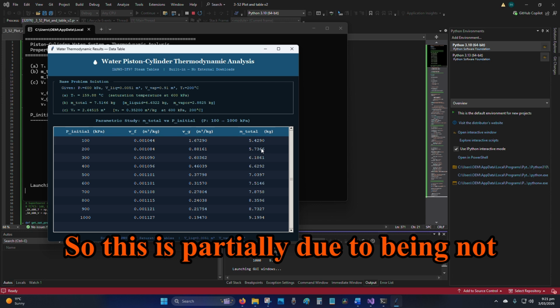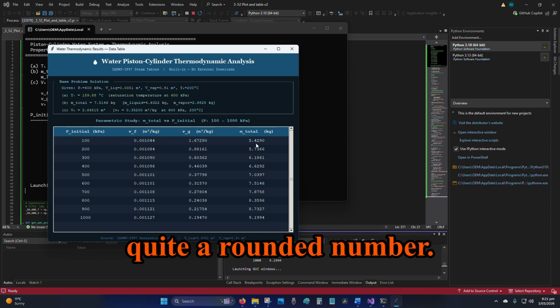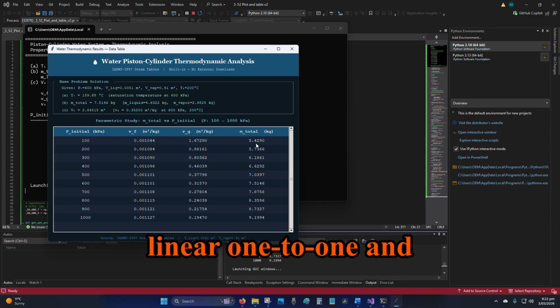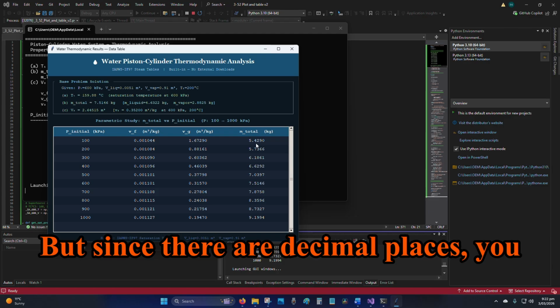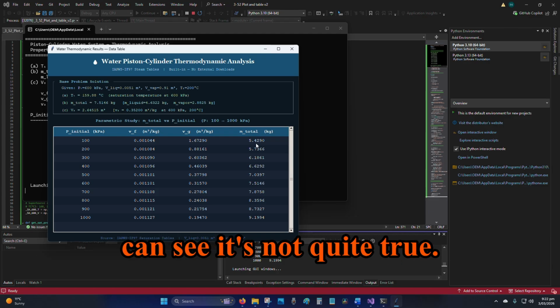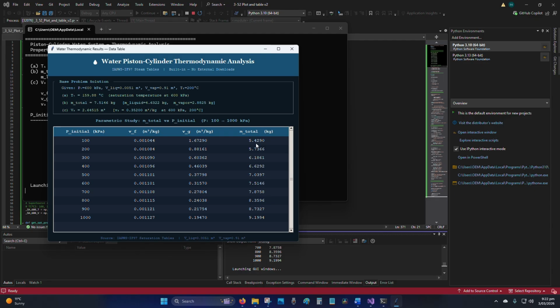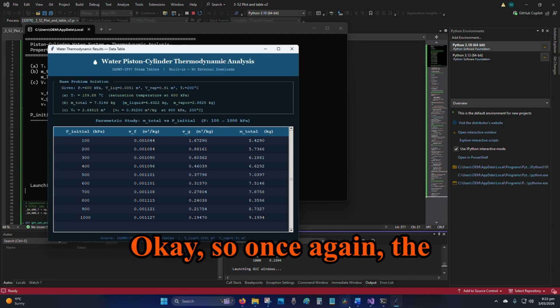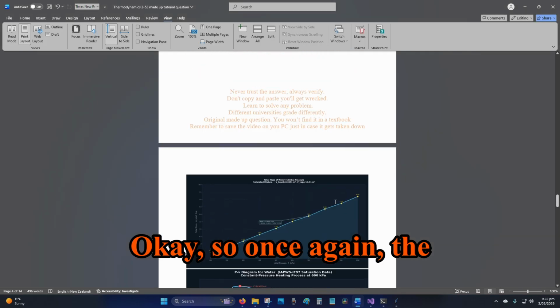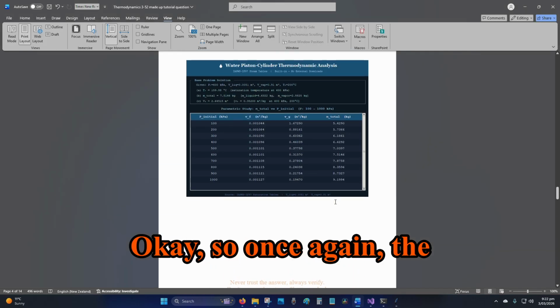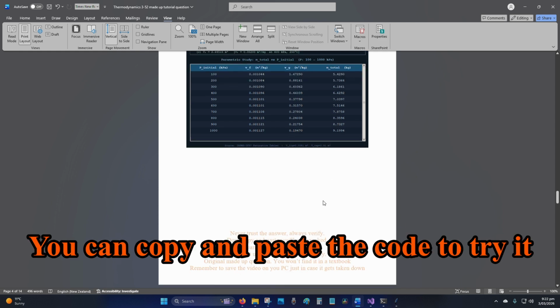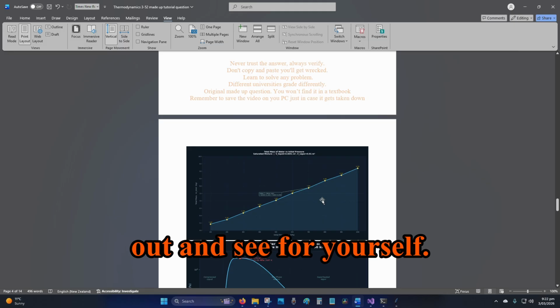So this is partially due to being not quite a rounded number. If it was a rounded number, it would be a linear one-to-one and directly proportional, but since there are decimal places, you can see it's not quite true. However, it's very close. Okay, so once again, the code is in the pinned comment. You can copy and paste the code to try it out and see for yourself.